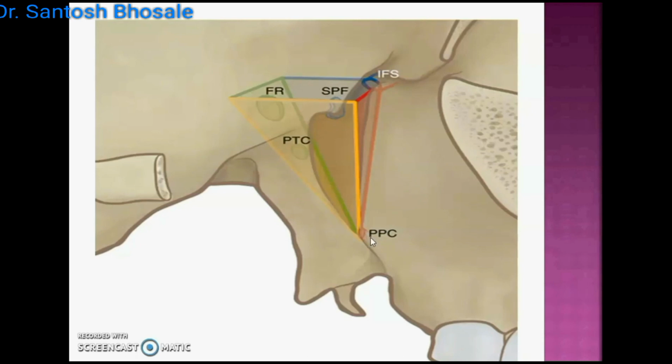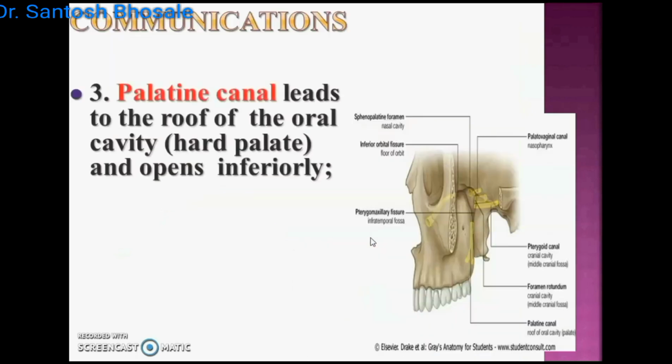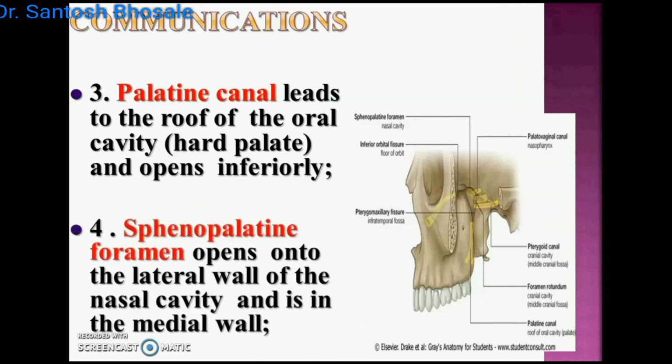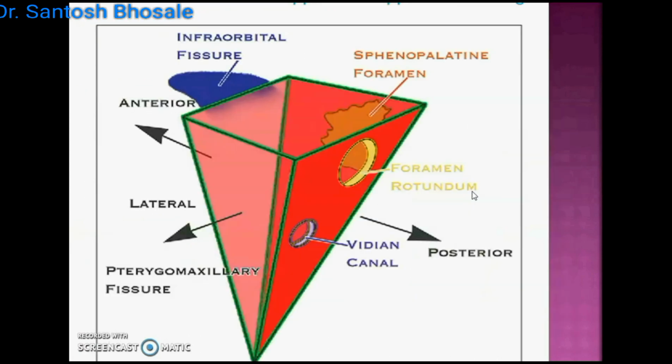Anterosuperiorly, you will see the inferior orbital fissure, and in the lower part, the palatine canal. It communicates the pterygopalatine fossa with the roof of the oral cavity. The sphenopalatine foramen communicates it with the lateral wall of the nose or nasal cavity. The sphenopalatine artery traverses there.